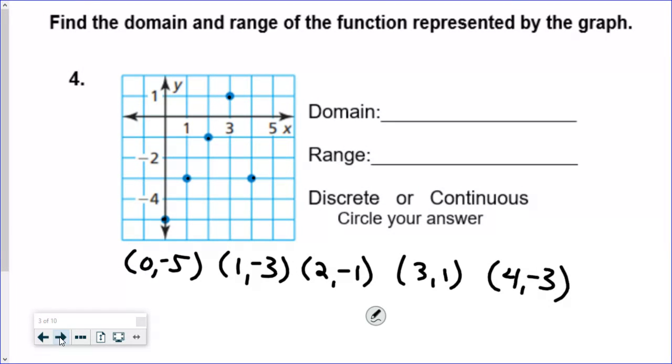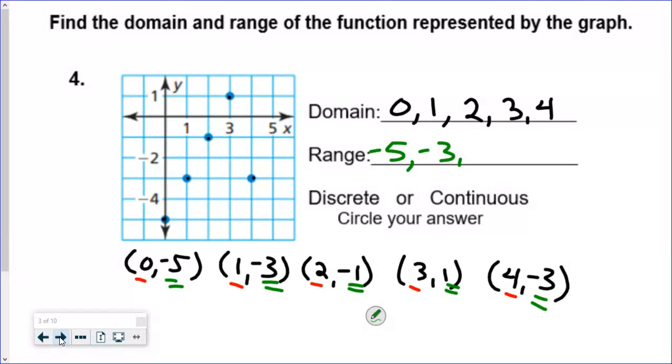Okay, so when it asks for my domain, it's just the x's. If there's a repeated x value, you don't need to repeat it. So I'm just going to write these numbers 0, 1, 2, 3, and 4. My range is the y's. Again, you don't need to repeat a number. So it is -5, -3, -1, 1, and the 3 was already written up there, so we don't need to write that one.